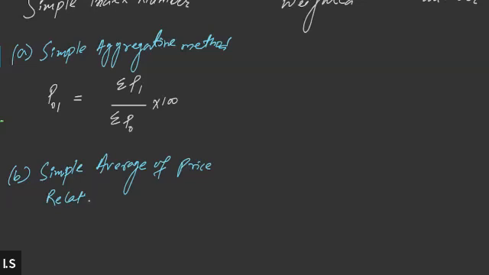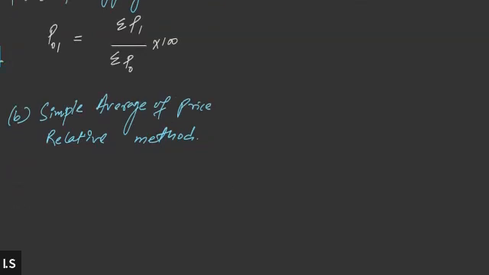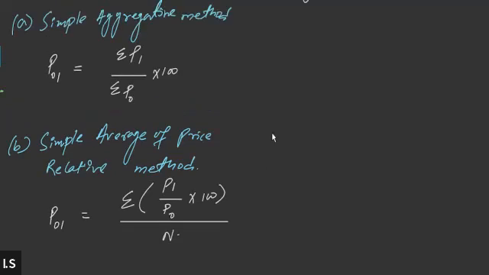Okay, so there is the other method as well, which is called the simple average of price relative method. This formula is also similar, but there is a difference, and that difference will be evident only when we calculate the index number by applying this formula. For now, the formula is sigma P1 divided by P0 into 100, and then we divide it by the number of items in the question, n. So this is the formula to calculate the simple index number.